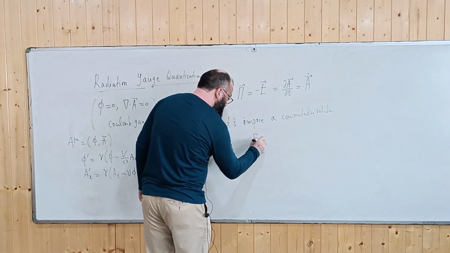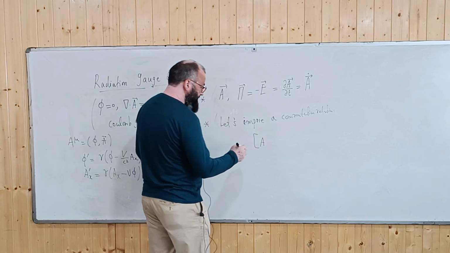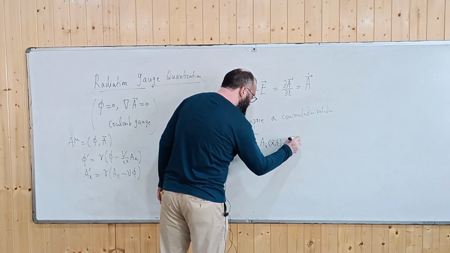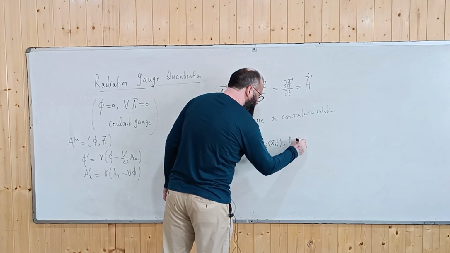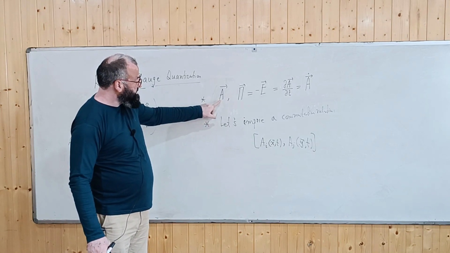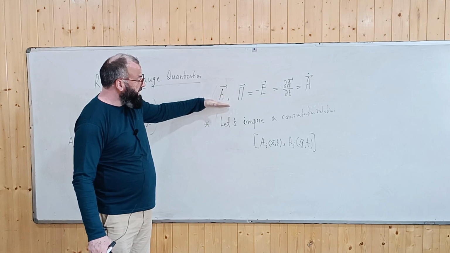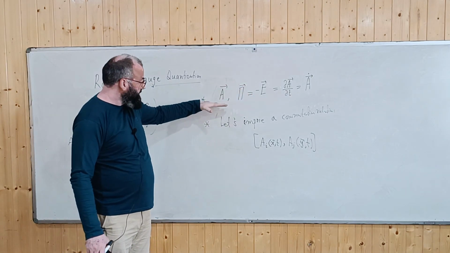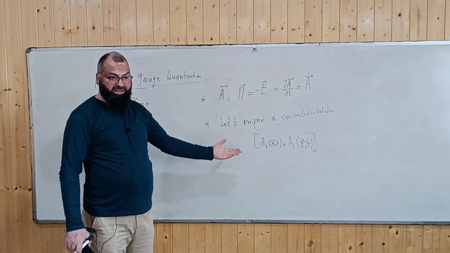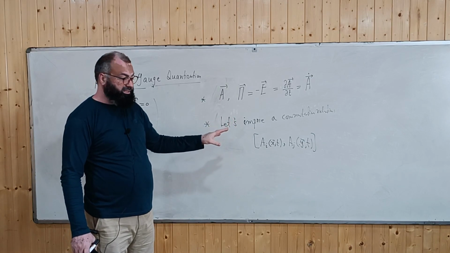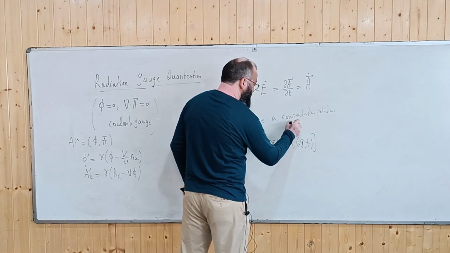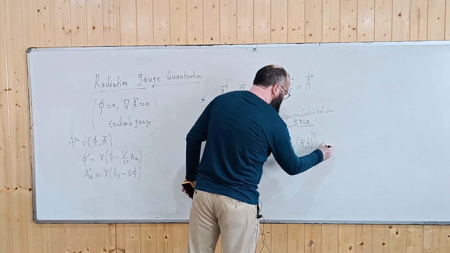Let me write it. We have to take equal times. So A_i at (x,t), let's say, and then A_j at (y,t). So the same time. The point is that when you quantize the system, you promote A and E to operator form, or promote A and pi to the operator level. Then you can impose a commutation condition. Clear? Commutation can be non-zero only when they are operators. Now the commutation with itself is equal to 0. Time is the same, so we call these equal time commutation relations. So this is equal to 0.